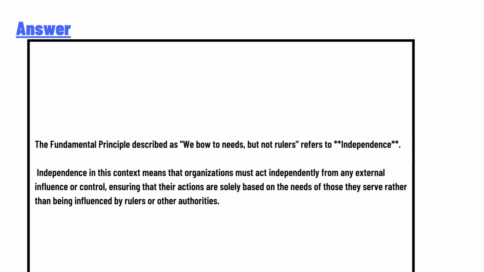The fundamental principle described as we bow to need but not ruler refers to independence. Independence in this context means the organization must act independently from any external influence or control, ensuring that their actions are solely based on the needs of those they serve. This is the correct answer of the question.